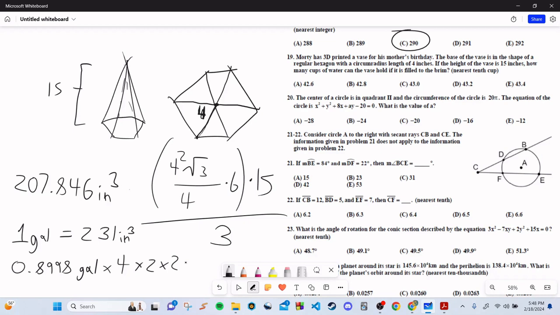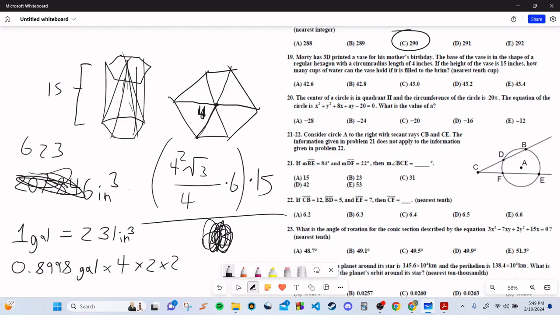Should be how many gallons I have, times 4, quarts, and then pints, and cups. Oh, I know what I did wrong. This is not a cone. This is just a hexagonal prism. Okay, ignore that. Okay, so really, our volume should have been triple this.